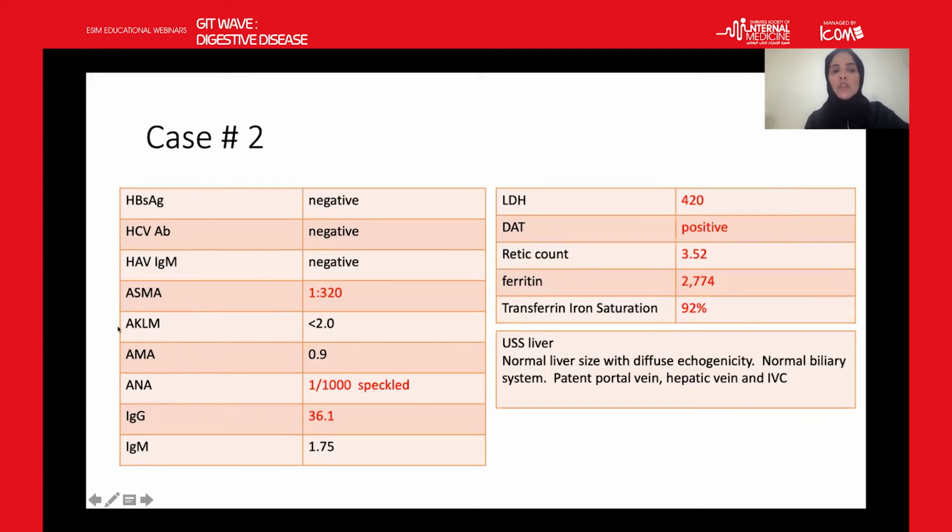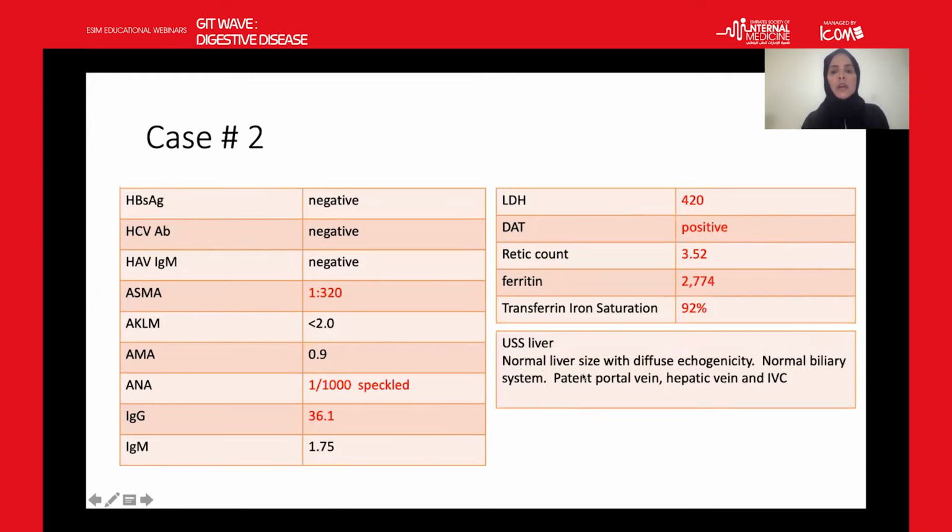So always when you check for autoimmune hepatitis, you have to send IgG, and when you look for primary biliary cholangitis, you send IgM. And we had to extend the workup to see why the hemoglobin and platelets were low in association with an autoimmune process. So we sent LDH, Coombs test, retic count, and ferritin, and all came back positive, suggestive of hemolysis. This is not very common with autoimmune hepatitis, but it is an associated syndrome with autoimmune hepatitis.